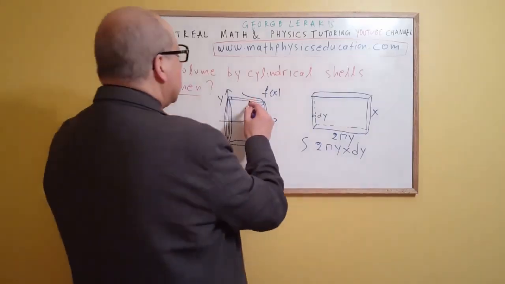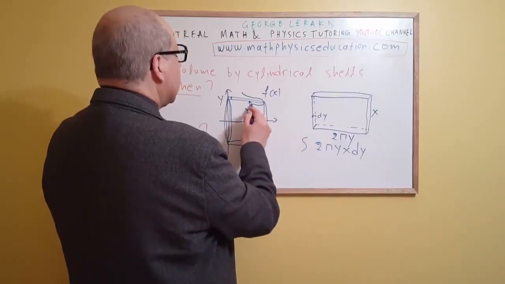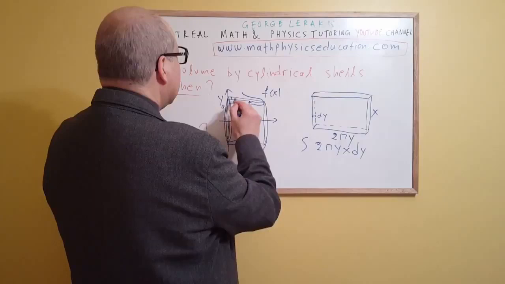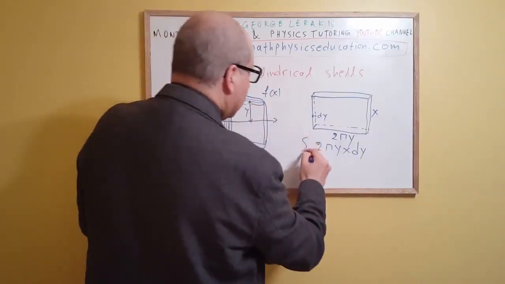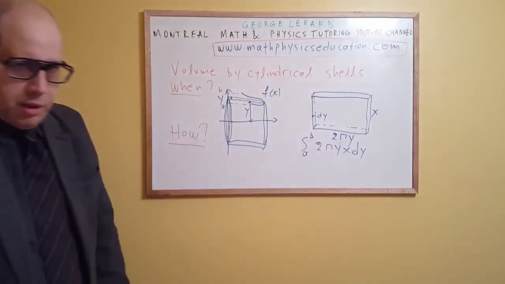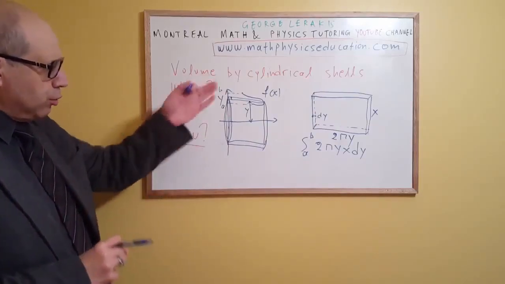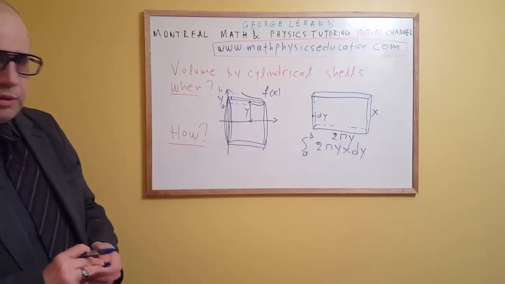And of course, the limits of this definite integral would be, let's say, this here will be a, and this here will be b. So that will be from a to b. So that's how we use the method of cylindrical cells.